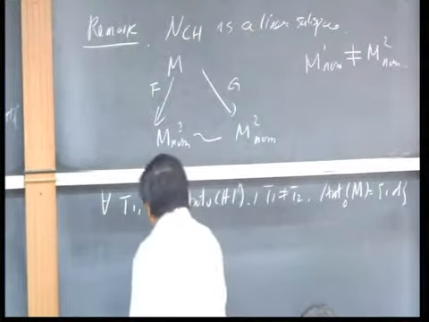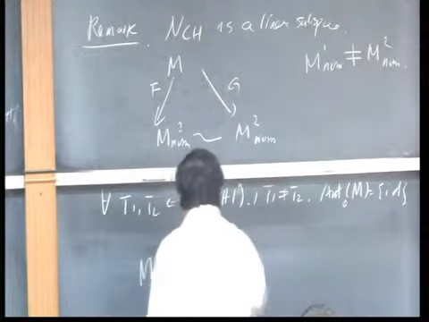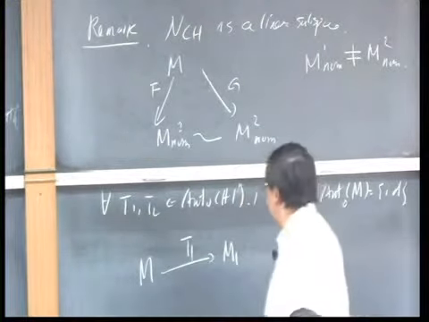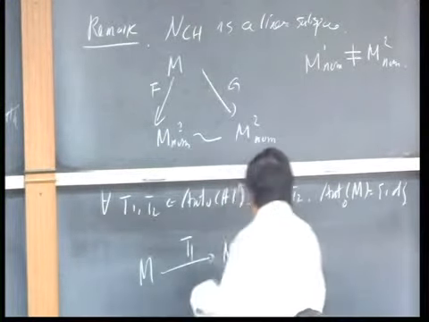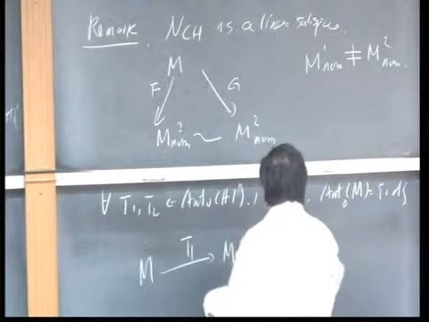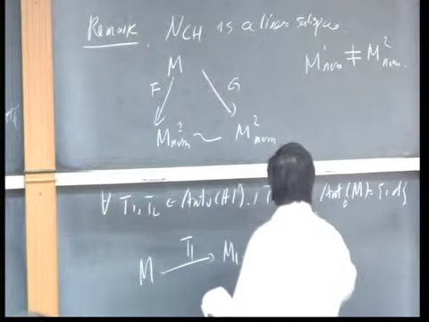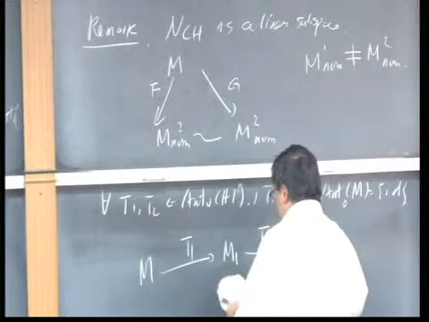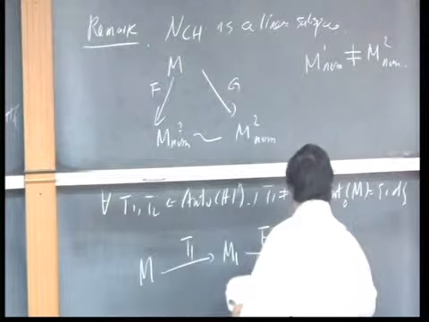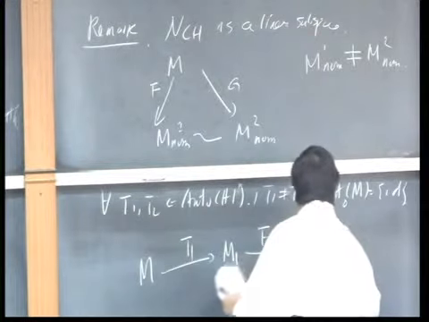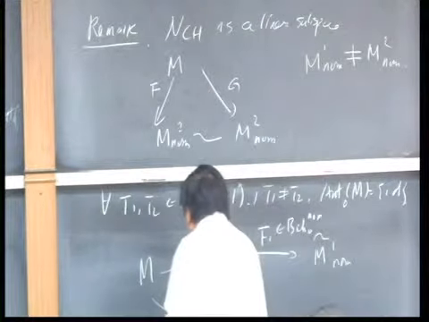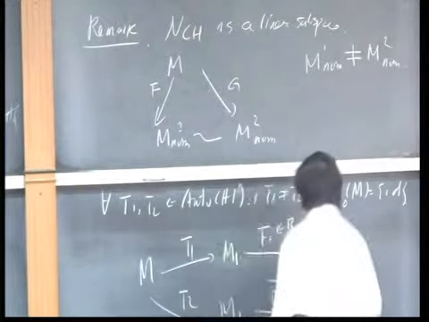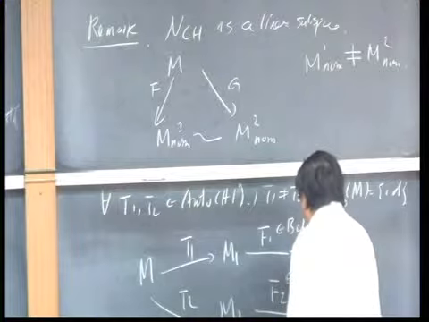Now this M. First you can use T1 to map it to M1, the image. Now we have a normalization: this is the normalized map, mapped into the normal form, normal form 1. And you can use T2 to map to M2, and then use F2. So this is also in the normalized map.